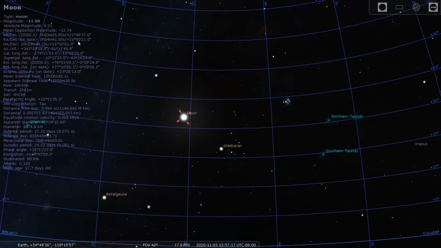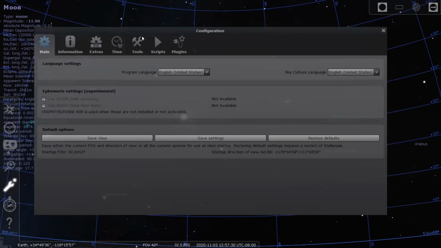And now actually is a good time to show you how to display those angles in decimal form rather than degrees, minutes, seconds. So let's fix that right now. Is that under configuration window? It might be.